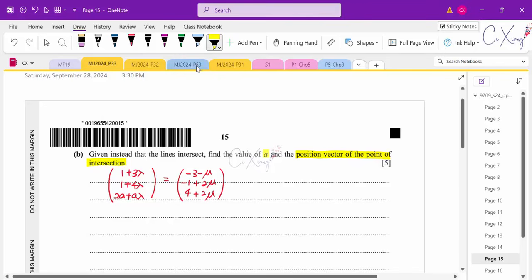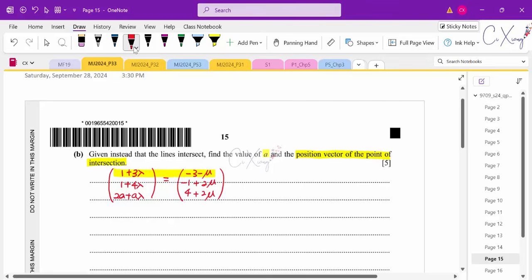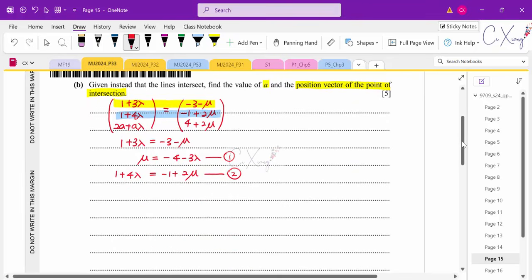Alright, so now I will be taking the first equation first to solve and get the mu. Okay, so 1 plus 3 lambda equals to negative 3 minus mu. So I get the first equation in terms of mu and lambda first. And for the second equation, maybe I want to use the one without the a, easier, okay? Because with the a I cannot solve. Right, so I'm having this as the second equation. Alright, so to get the value for lambda and mu, I solve them simultaneously.